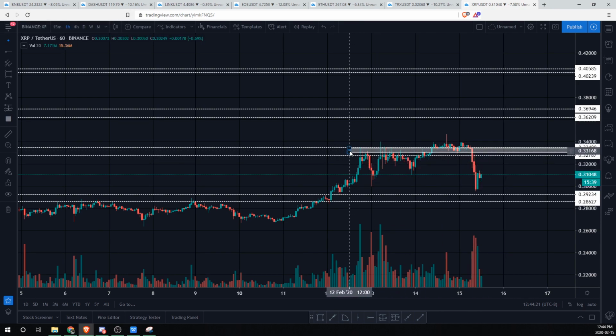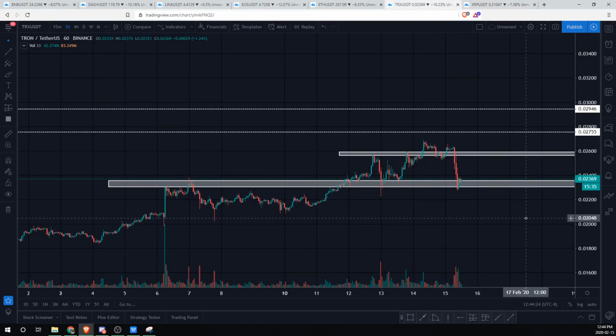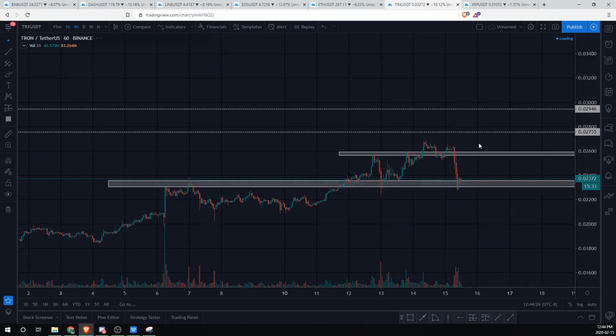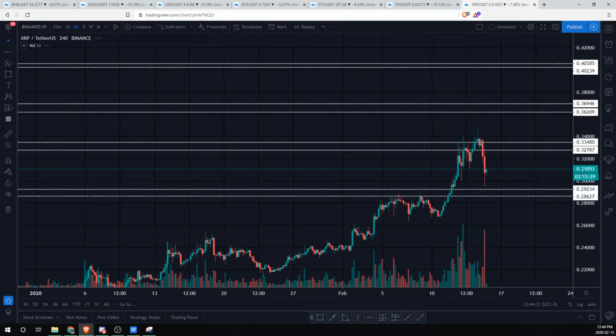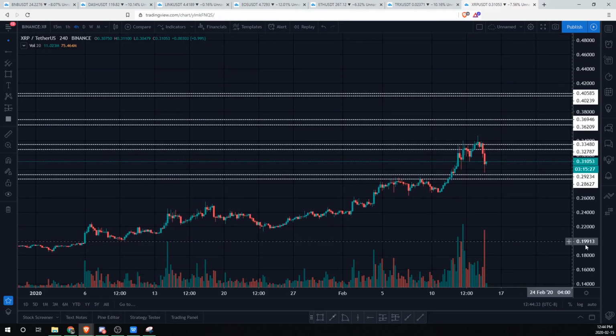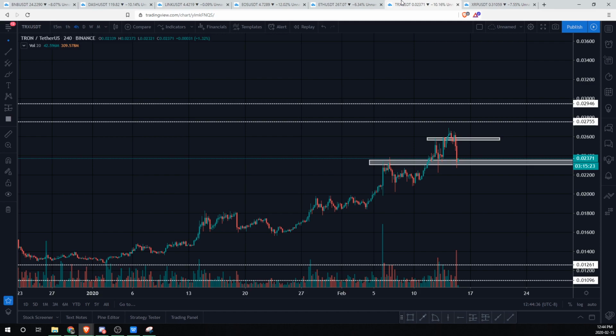So that is now something that we'll be looking at potentially for another entry, but at this point in time, we're not really going to be entering. We'll just look on the 4-hour and see how the market reacts to our current zones that we have located on the chart. So that is XRP and TRX, going over why we entered, what we did during the entry, not really much, and basically how we came to the conclusion that we should be entering at that point in time.